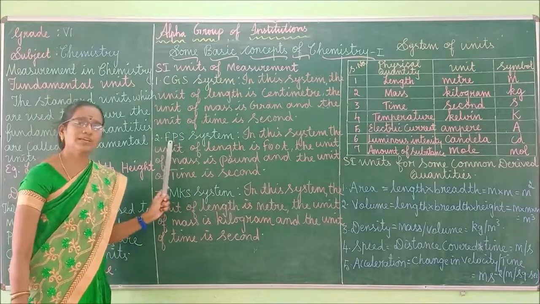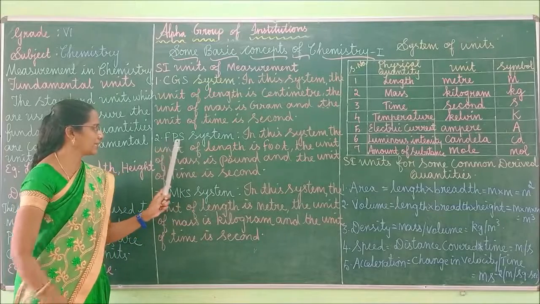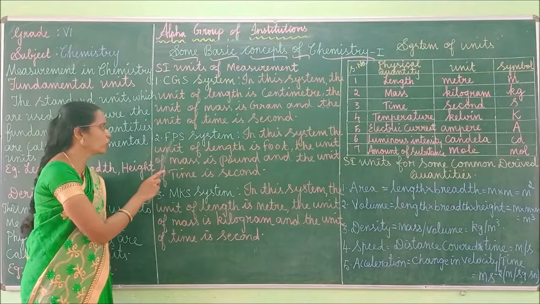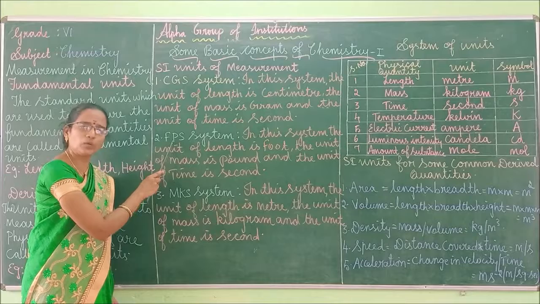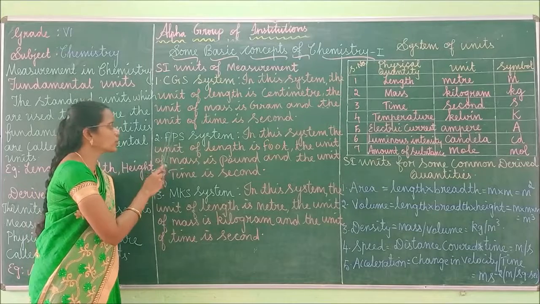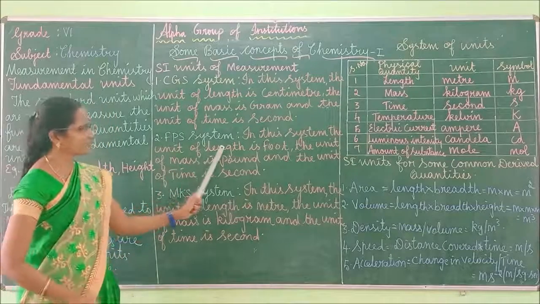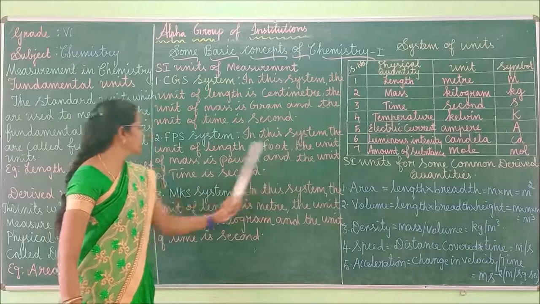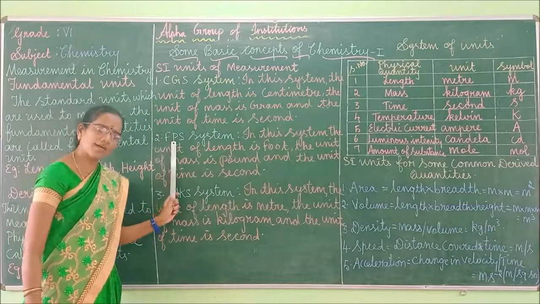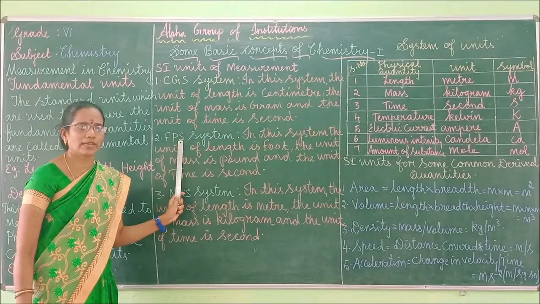Second, we can move to the FPS system. F means foot, F-O-O-T, foot. P is pound, P-O-U-N-D, pound, and S is second. Foot, pound, second system. So FPS system. In this system, the unit of length is foot, unit of mass is pound, and unit of time is second.